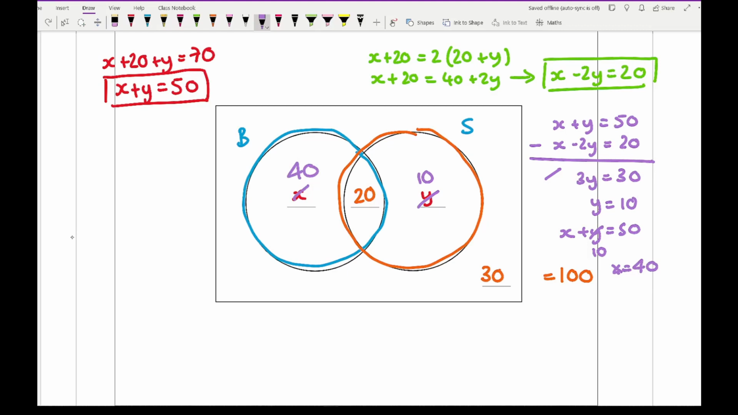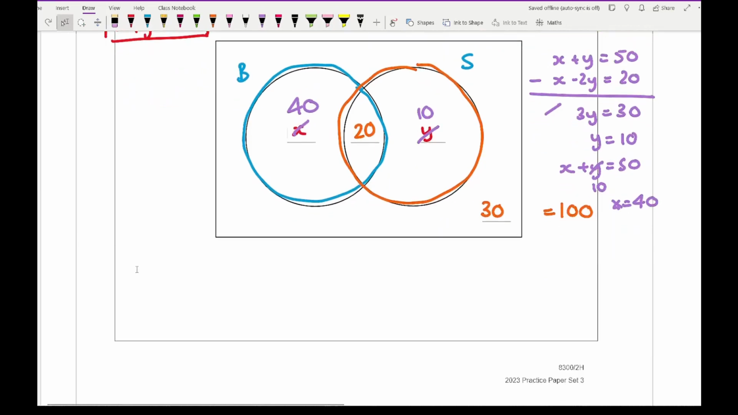Now if you just guessed those numbers and they're in the right place, then you would get the 4 marks. I may have gone off on a tangent and done a more complicated way, but hopefully it makes sense as to where we've got those numbers from.